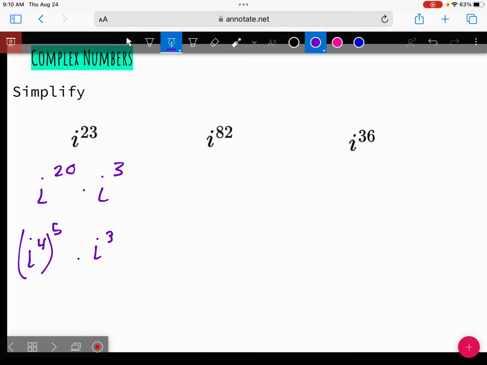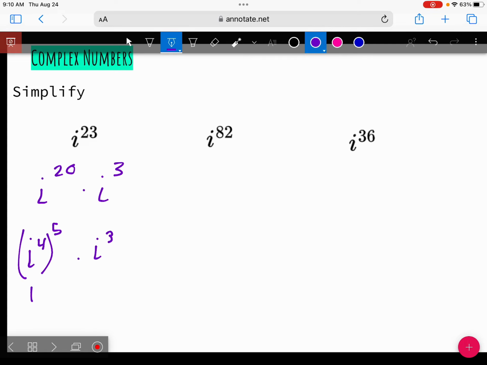i to the 4th equals 1. 1 to the 5th is 1. So this whole piece just equals 1. Okay? i to the 4th equals 1. Yes? Yeah. That was what we just said. 1 to the 5th is just 1. So i to the 20th is 1. Okay? So all we're left with is i cubed.